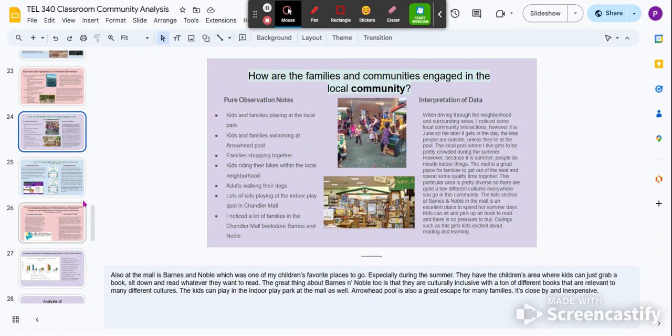Also at the mall is Barnes & Noble, which was one of my children's favorite places to go, especially during the summer. They have the children's area where kids can just grab a book, sit down, and read whatever they want to read. The great thing about Barnes & Noble, too, is that they are culturally inclusive with a ton of different books that are relevant to many cultures. The kids can play in the indoor park at the mall as well, and Arrowhead Pool is also a great escape for families. It's close by and inexpensive.